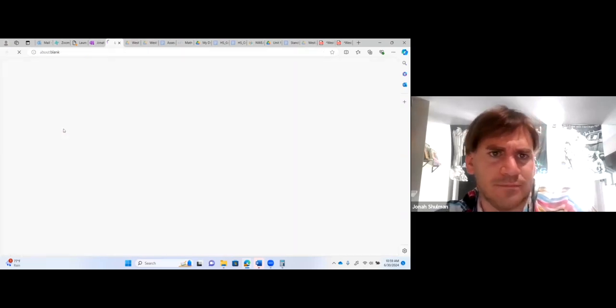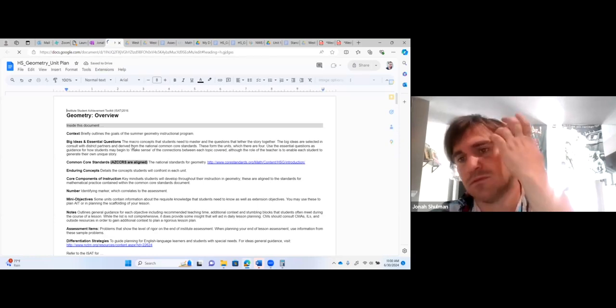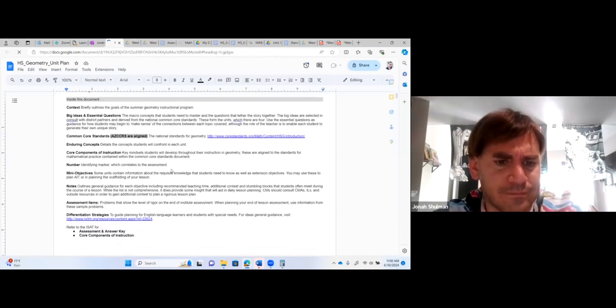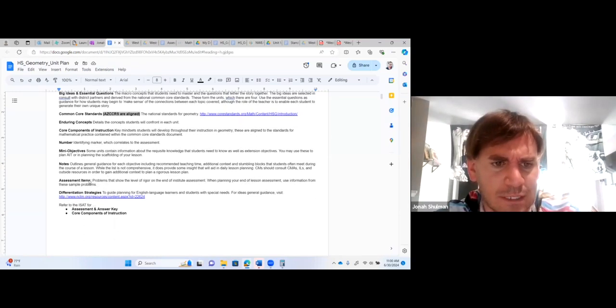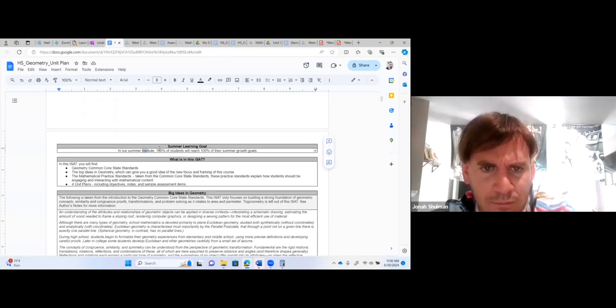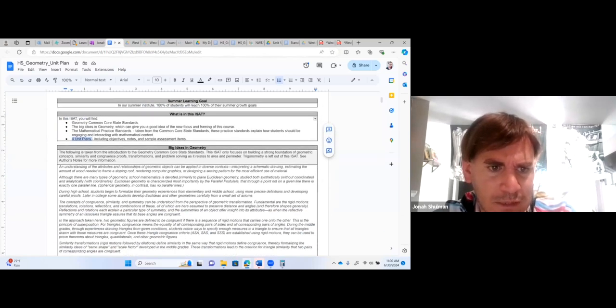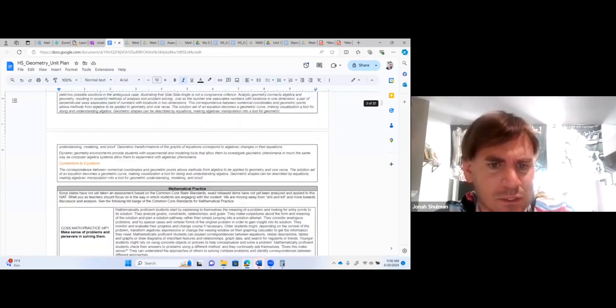So here's another plan. I know this is a high school plan, but it's basically getting into high school. This is the context of a summer school, trying to make assessment problems that show the level of rigor on the end of the institute assessment. So they've got a goal: 100% of the students will reach the goal. They're going to do this using this ISAT exam, 4-unit plans, and then they've got big ideas. I like this. Big ideas: understand geometry, the concepts of congruence, similarity, symmetry. So all these pieces I think are really helpful.